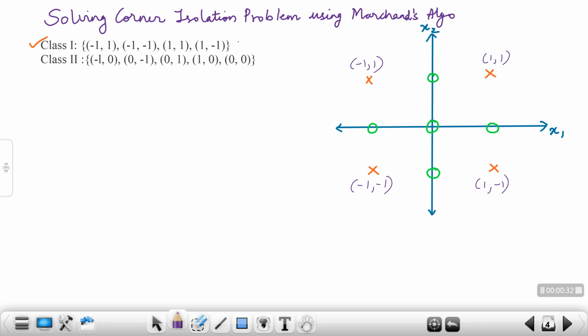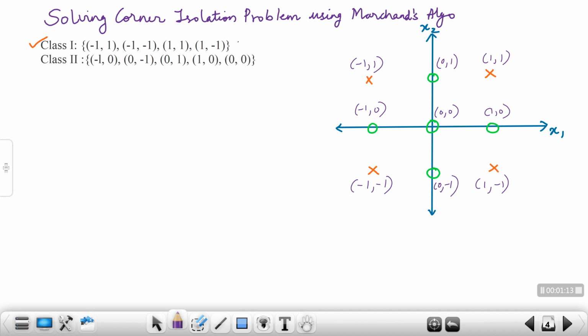There are 4 patterns, and the patterns belonging to class 2 are here: 0, 0, 0, 1, 0, -1, 0, 1, and 0, -1. So these are the patterns which are there. We need to separate these patterns. If at all these patterns are confusing while drawing the lines, then we can just hide the coordinates x1, x2 which we have written for them.